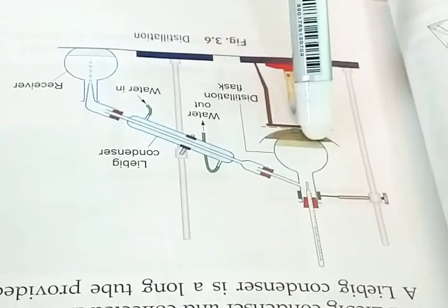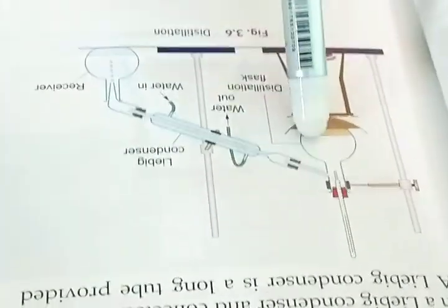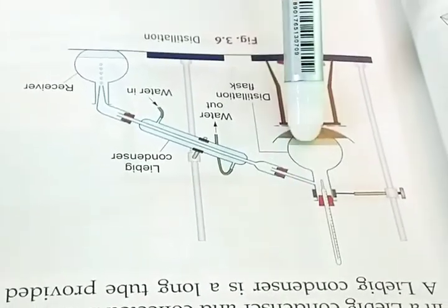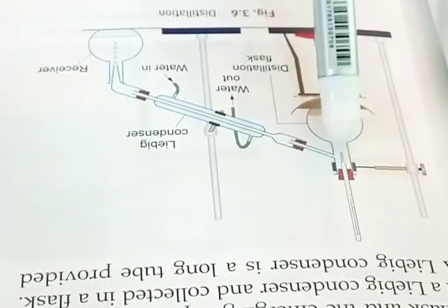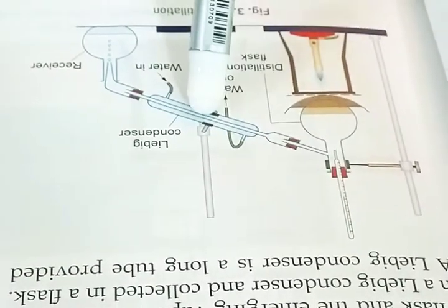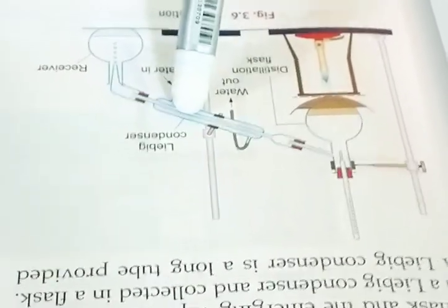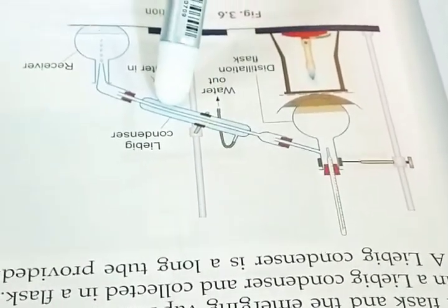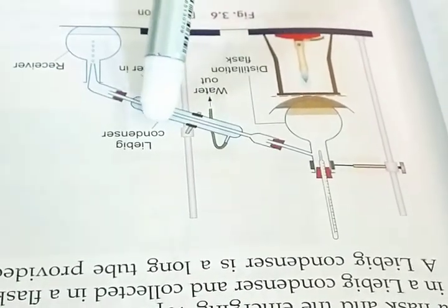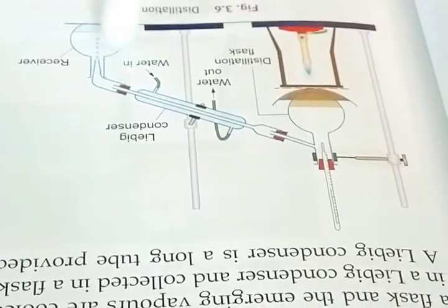Here is a mixture, a solid-liquid mixture. When it is heated, the liquid evaporates and comes out at the tip of the conical flask and enters into the condenser, the Liebig condenser. After cooling, it condenses and turns into liquid once again, and it is received in a receiver. This is the process. So look at the book.